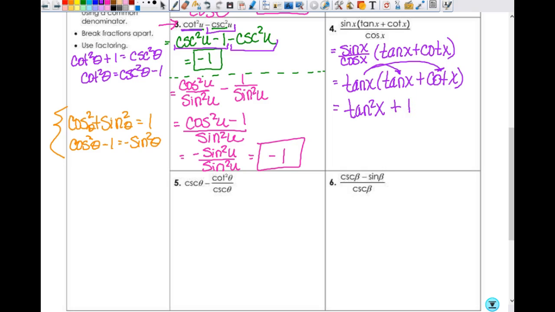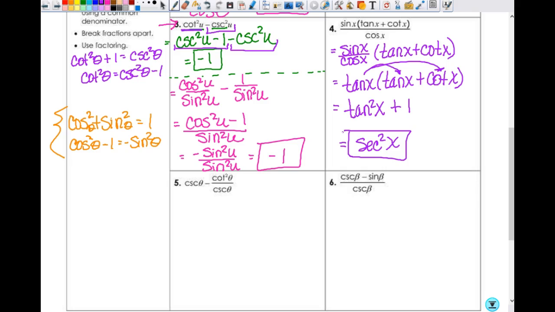Now remember, your goal is one term, okay? Do I have something I can substitute for this? Look at your sheet. Don't stare at me and stare up here. Tangent squared theta plus 1 equals what? Secant squared. So this is secant squared x. It's no magic. It's coming from your reference sheet, right? Everybody good with all that? Any questions at all? Okay.